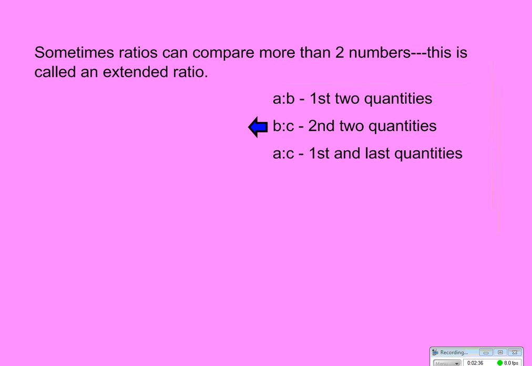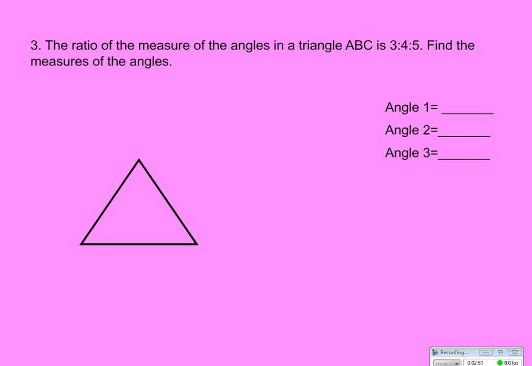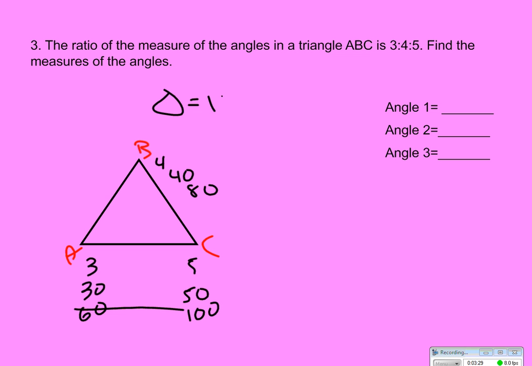A ratio can also compare more than two numbers. This is called an extended ratio. So you've got the first two quantities, you've got the second two quantities, then you have the first and last quantities. So let me give you an example of kind of what that means. So if the ratio to measure the angles in a triangle is 3, 4, 5, find the measure of the angles. So once again, triangle stuff never seems to go away, does it? So all that means is that for ABC, this is going to be 3, this would be 4, this would be 5. So like if this was 30, this would have to be 40, this would have to be 50. If this was 60, this would have to be 80, this would have to be 100. But slight problem, we're kind of limited by this because a triangle still has to add up to 180.